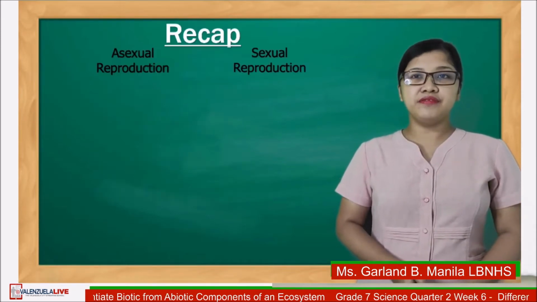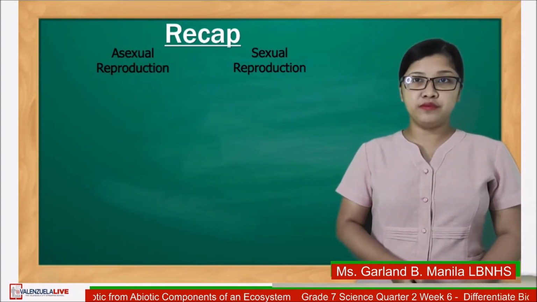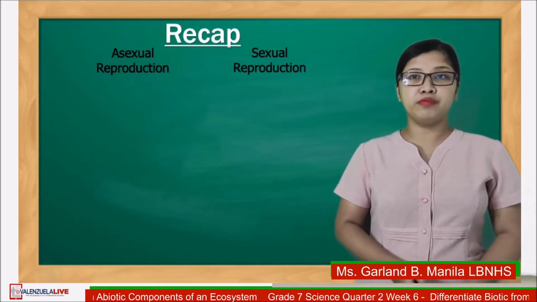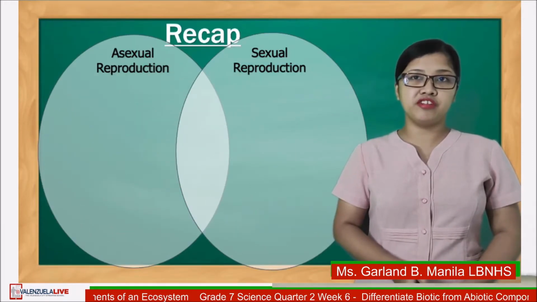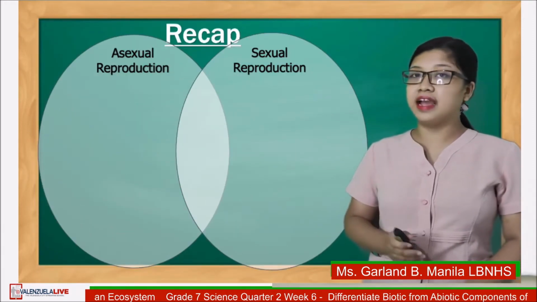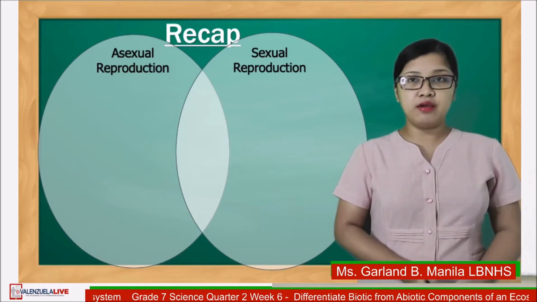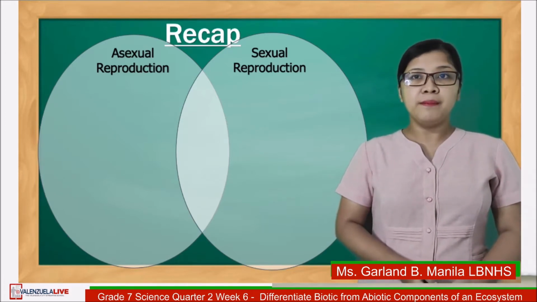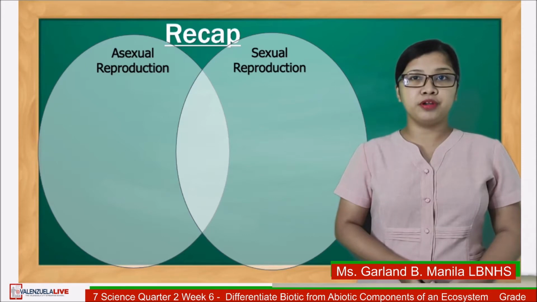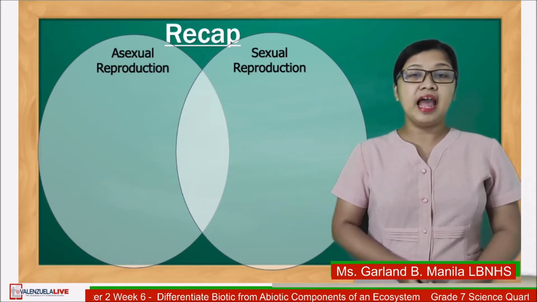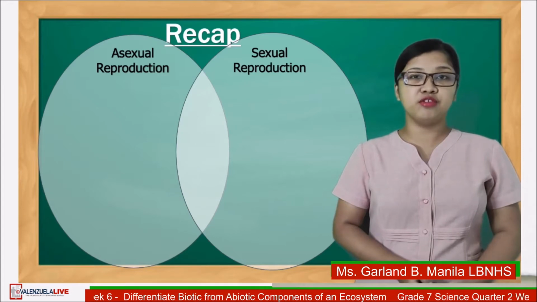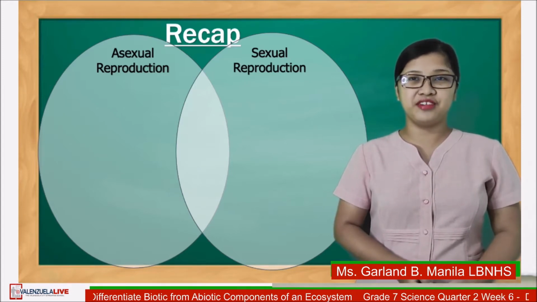Let us have a review about the concepts you have learned from the previous topic on reproduction, which is the asexual and sexual reproduction. Using this Venn diagram, let us fill out the missing information by choosing the answer from the word bank so we can complete the details of each statement. I will give you 5 seconds to type your answer in the comment section.